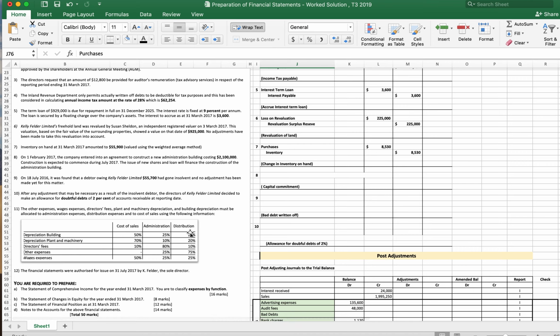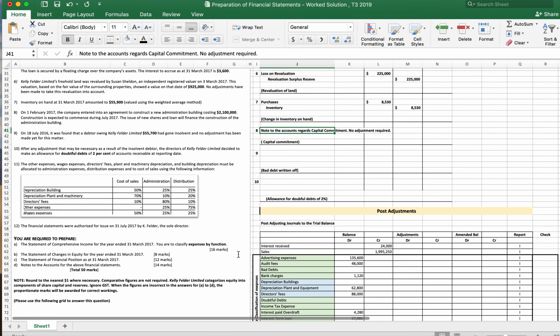Moving along, capital commitment number 8. 1st of Feb 2017, okay, that's the current year, so that's good. The company entered into an agreement to construct an administration building costing $2.1 million. Construction is expected to commence in July 2017, okay. That's next year. The issue of new shares and loan will fund it. Okay, so that's how it's going to be financed, right? Nothing's happened in the current year, okay. So really, we cover that off with a note to the accounts regarding capital commitments, no adjustment required in the current year.